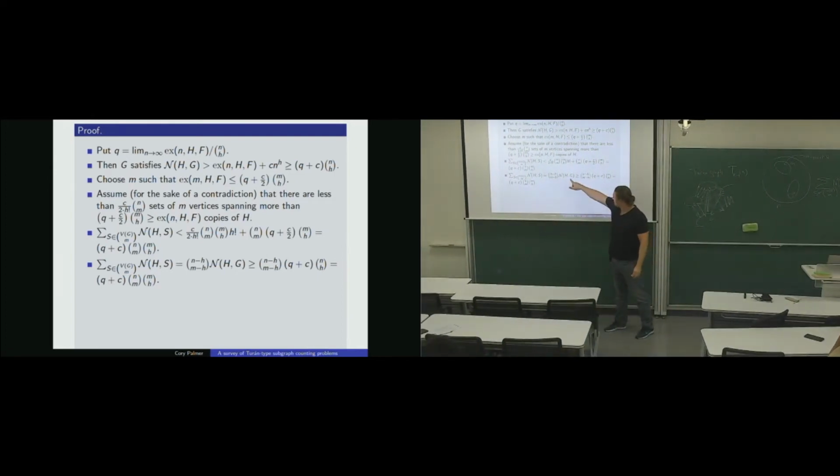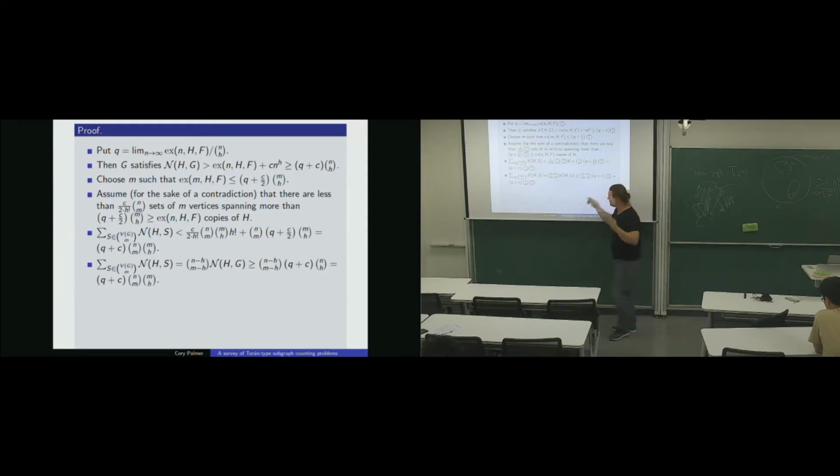The number of copies of H in G is greater than or equal to, from that line above there, Q plus C, N choose H. So I have this identity here, and this is my favorite part. Like this and this, remember Vandermonde's identity? That's Vandermonde's, right? Or no, that's like a generalized version.